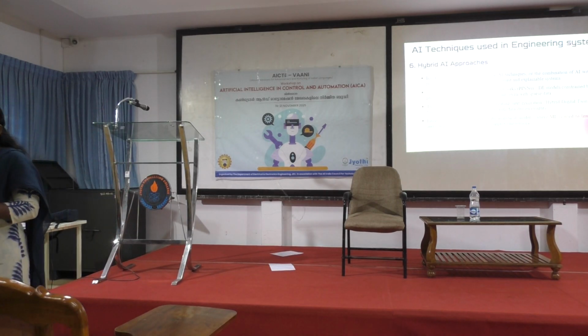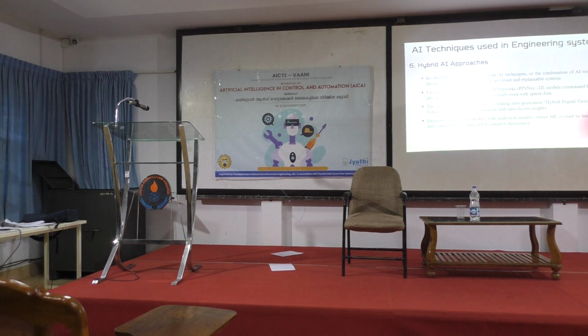Because we cannot rely on artificial intelligence completely, because we cannot get more accurate results. We get accuracy compared to the conventional method. Even so, to improve the accuracy, we are combining the mathematical equation, the physics informed equation, as well as the neural network. That is a PINN. That is called the hybrid digital twin also. That is digital twin along with the AI approaches.